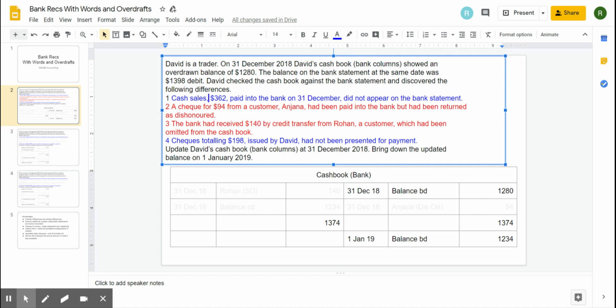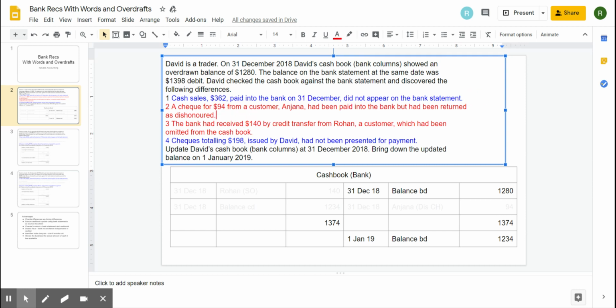So the first one, the cash sales have been paid into the bank, but not on the bank statement. I've put that in blue. That says that the cash book's fine, it's the bank statement that's wrong. So I would write next to that bank statement, or you could write bank reconciliation.